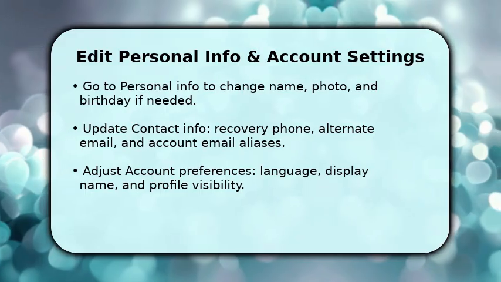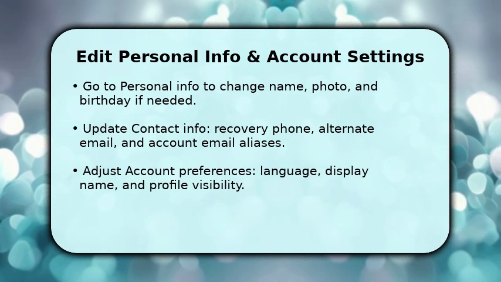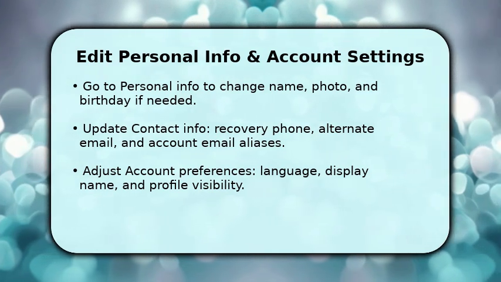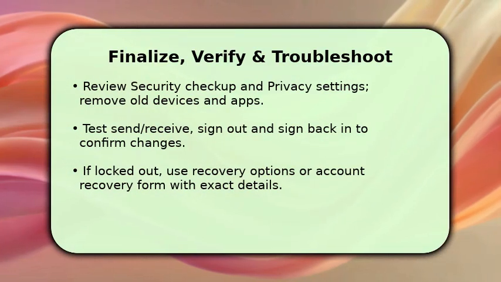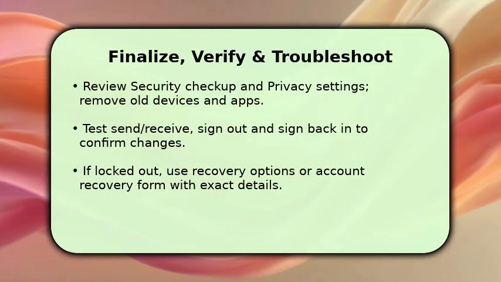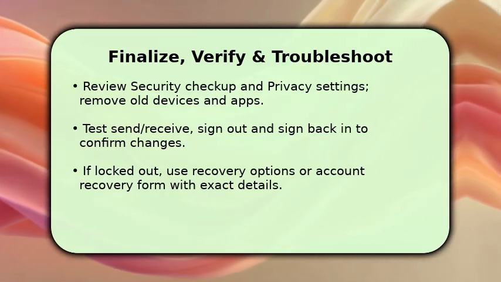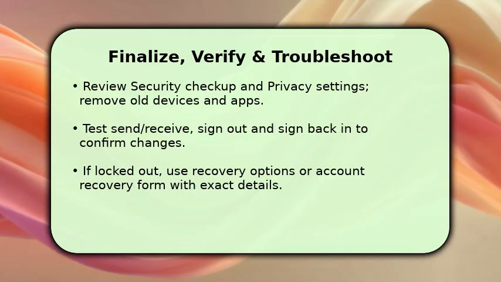Google often prompts to confirm identity after critical edits, so follow any verification steps. Finish by running a security checkup and reviewing privacy settings. Revoke access for unused apps and remove old devices. Once done, test sending and receiving an email, then sign out and sign back in to confirm everything applied.